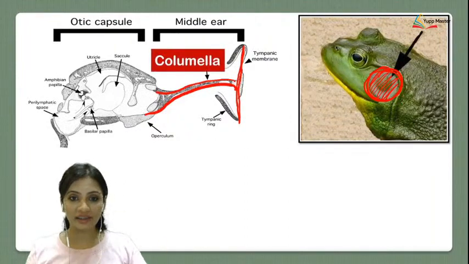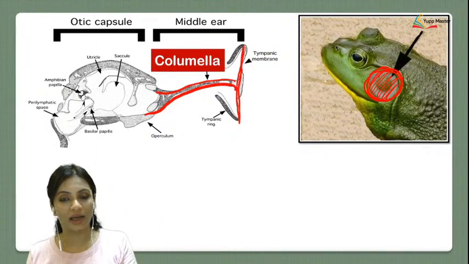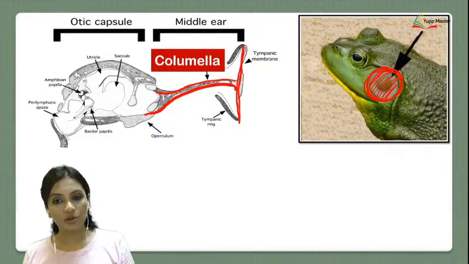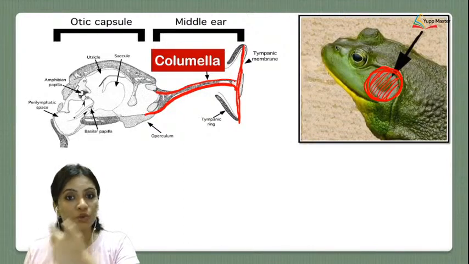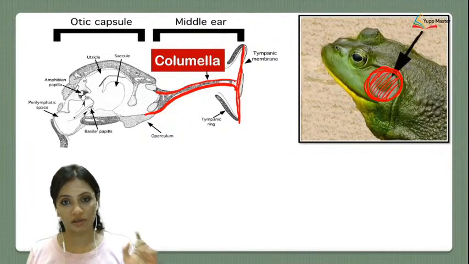and that tract that is there is going to be called as columella. So this columella, it is a tract which is going to help to carry sound waves from external through the tympanic membrane all the way inside into the inner ear.